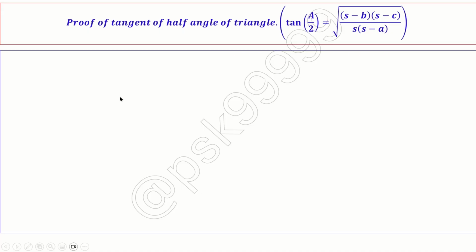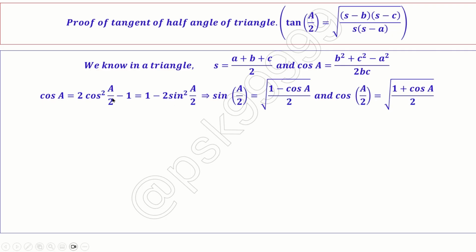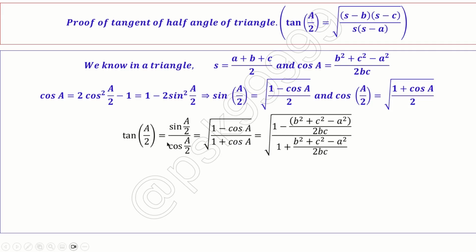Try it yourself. We know in a triangle, S is equal to a plus b plus c by 2, which is the half perimeter, and cos A equal to b square plus c square minus a square divided by 2bc, right? Now from this we can derive cos A by 2, because we have cos A equal to 2 cos square A by 2 minus 1, which is also equal to 1 minus 2 sin square A by 2. So sin A by 2 and cos A by 2 I can derive, using the square root of 1 minus cos A by 2 and the square root of 1 plus cos A by 2. Tan A by 2 is nothing but sin by cos, which is the square root of 1 minus cos A divided by the square root of 1 plus cos A.